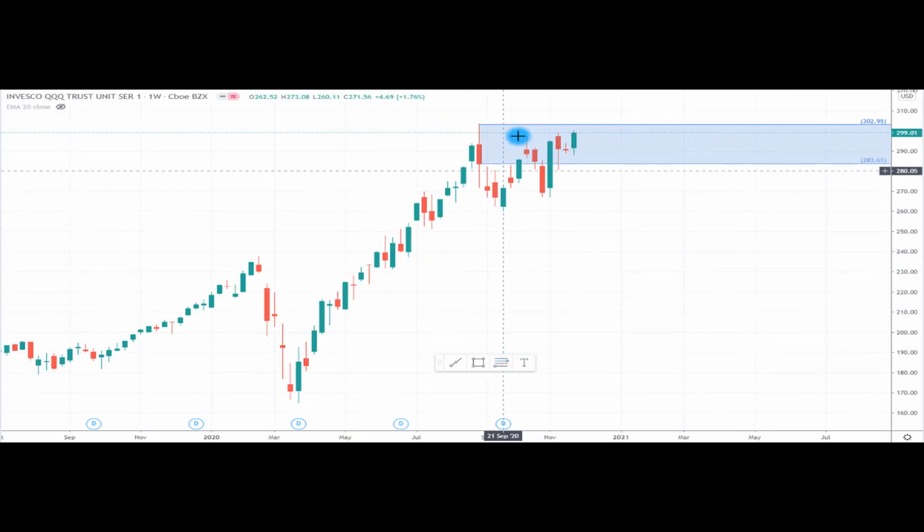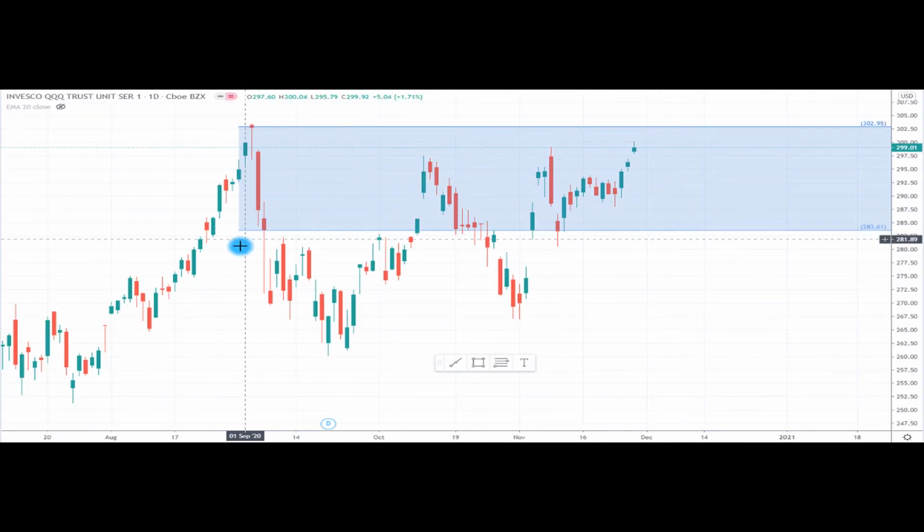Price went up in here and then dropped back down, went up, so it is attacking this supply zone very heavily, and we are expecting price to remove this zone because of what's going on in the higher time frames.